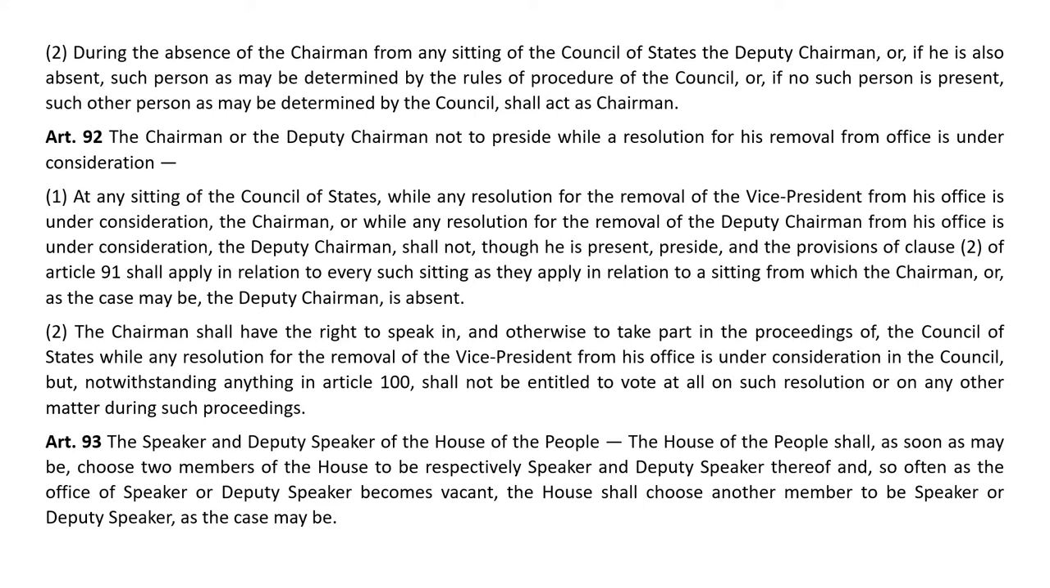Article 93. The Speaker and the Deputy Speaker of the House of the People. The House of the People shall, as soon as may be, choose two members of the House to be respectively Speaker and Deputy Speaker thereof, and so often as the office of Speaker or Deputy Speaker becomes vacant, the House shall choose another member to be Speaker or Deputy Speaker, as the case may be.